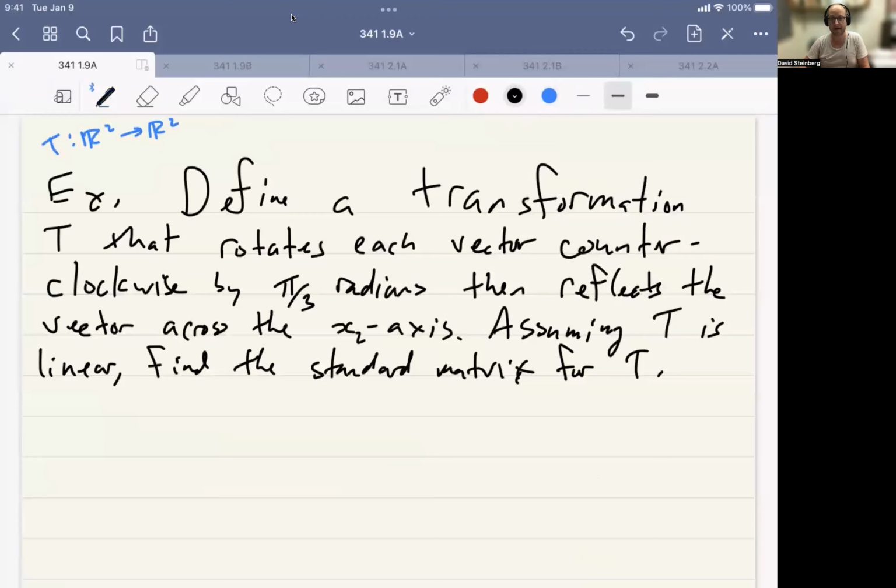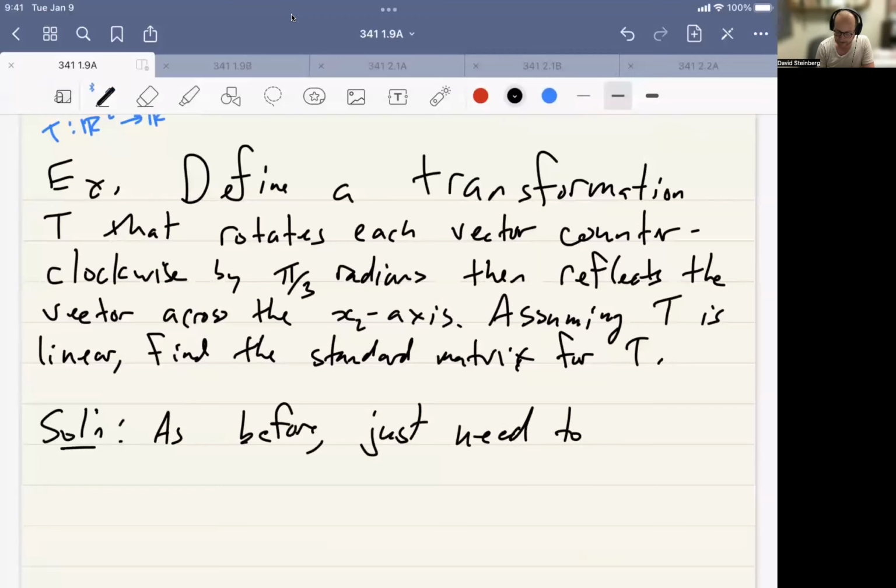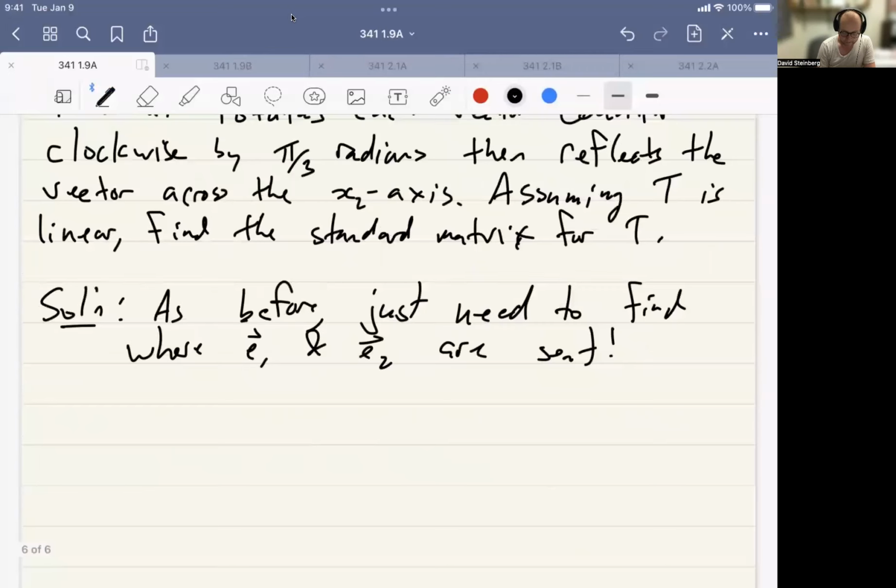This is more complicated, but it's not any more difficult for us because all we need to do is check where 0, 1 gets mapped to, as before. We just need to find where E1 and E2 are sent. So 1, 0 rotates.